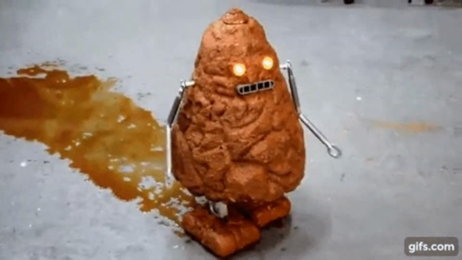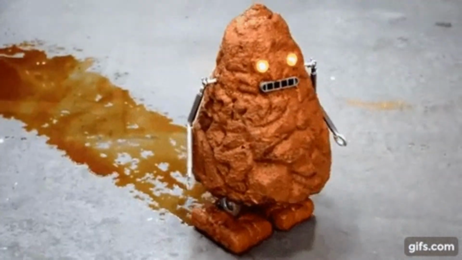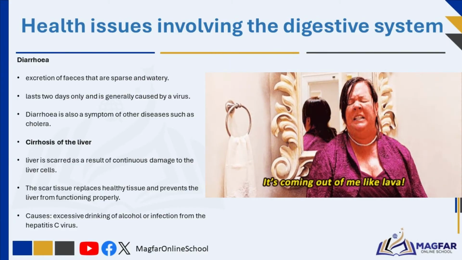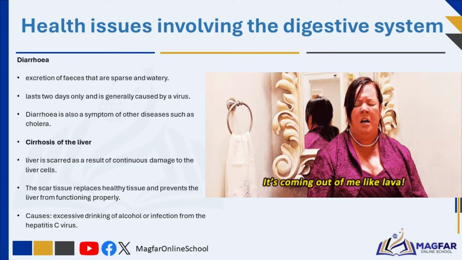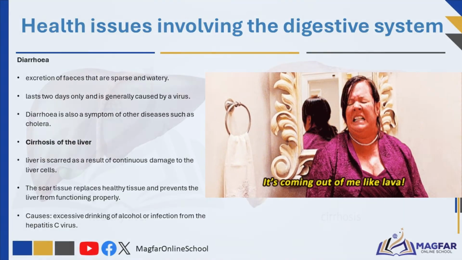Diarrhea is a condition where a person passes frequent, loose, and watery stools. It is commonly caused by a virus and usually lasts for about 2 days. This condition is sometimes referred to as gastric flu. However, diarrhea can also be a symptom of other diseases, such as cholera, which is caused by a bacterium. If not treated, cholera can lead to severe dehydration and may be fatal, especially in young children.